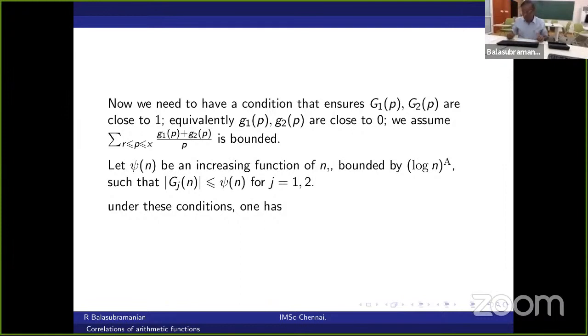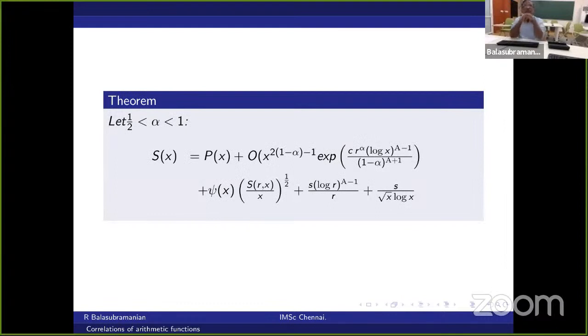Under these conditions, the theorem says S of x equals P of x, as we would expect, provided a half less than alpha less than 1, and gives an explicit error term. And what we are now interested in knowing is what happens to this explicit error term in the cases in which we are interested.